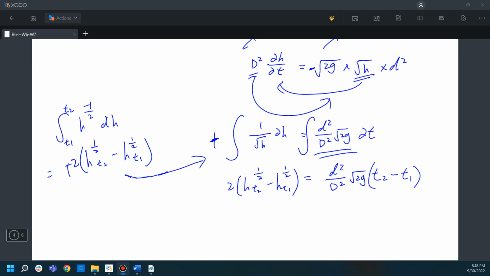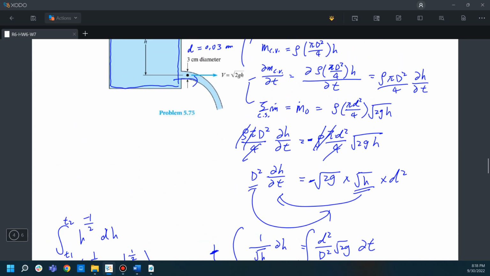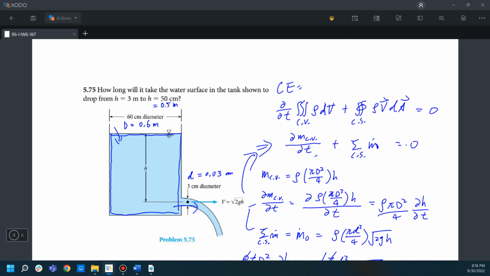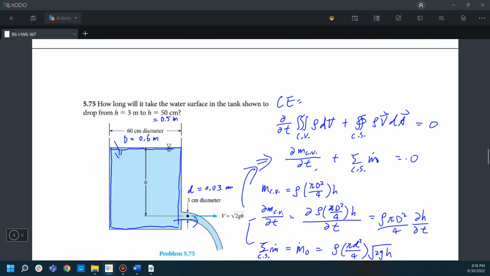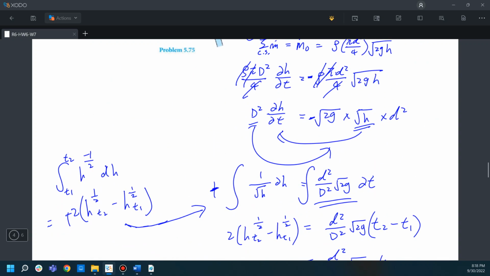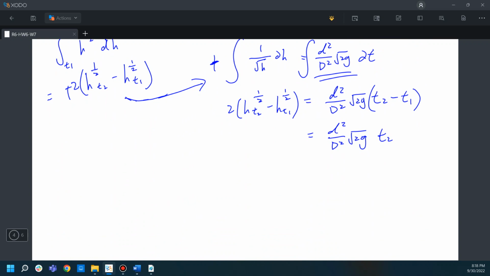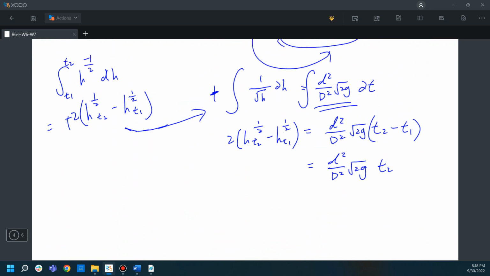Now we have this equation, we can start to plug in the numbers, and we're assuming that t1, which is the initial time of this problem, is equal to 0. So we can further write it as d² over D² times 2g t2. And the question asks us to find this t, right? Because it's how long. So we actually want to find this t2. Let's first isolate it to the left hand side.